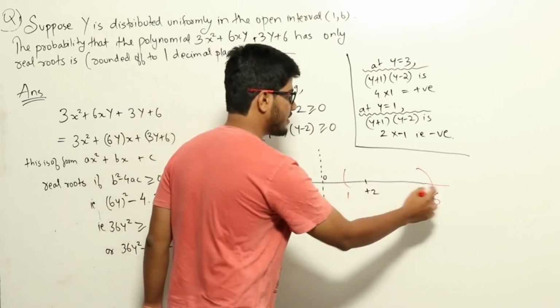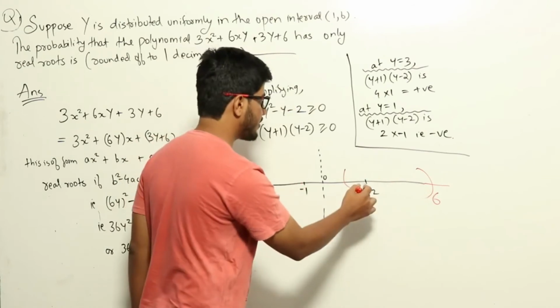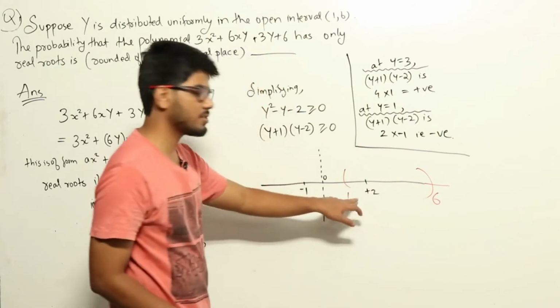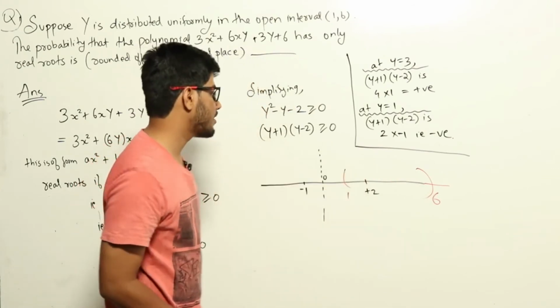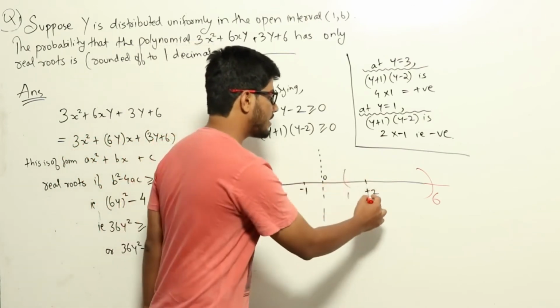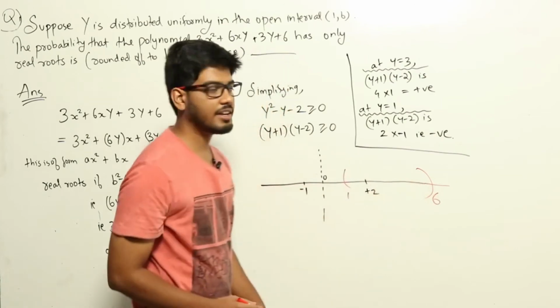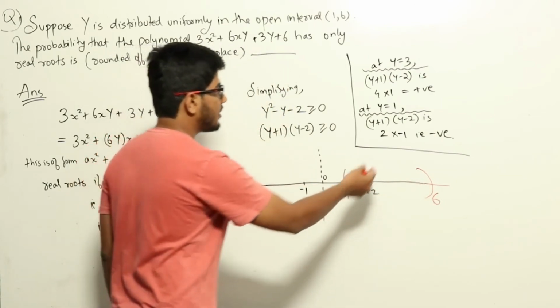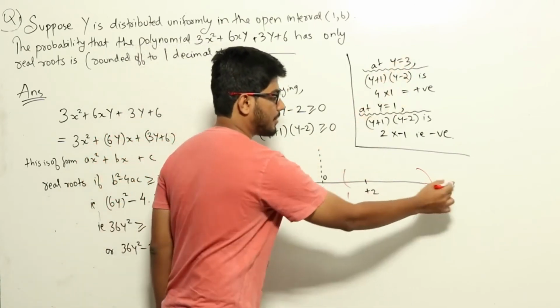So from 2 to 6 it will be either positive or negative. Similarly from plus 2 to 1 also it will be either positive or negative. That is the only thing we are trying to find out here. Now let us take some point that is greater than plus 2, that is this part of the number line, and see what value y gets. Let us say y is 3. 3 is on this part of the line.